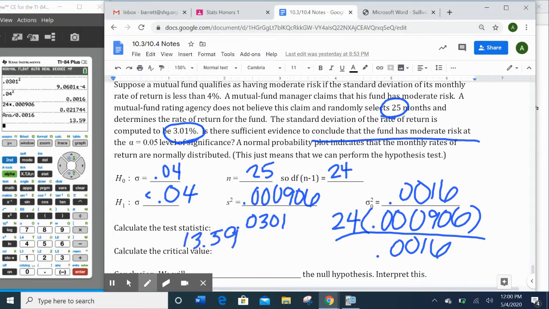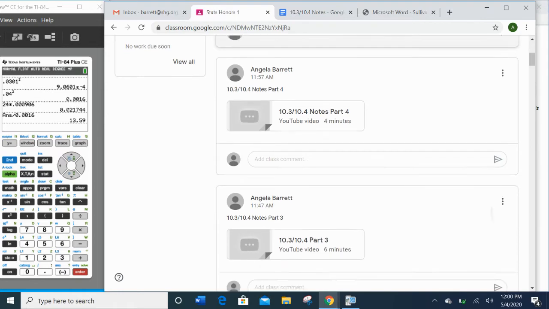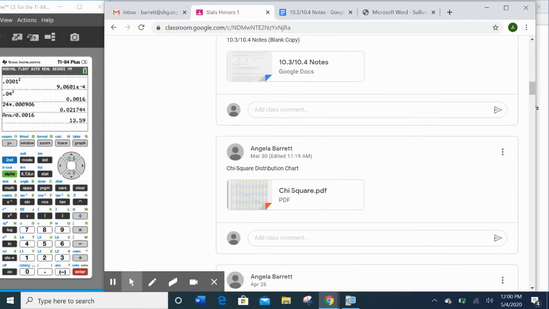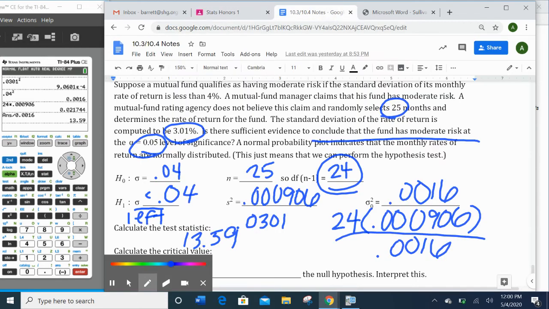And then calculate the critical value. The degrees of freedom is definitely 24. Because it's less, this is a left-tailed test, and for a left-tailed test you have to take 1 minus alpha. So if alpha is 0.05, I'm going to be looking on my chart at 0.95 and 24. So I'm going to get a critical value of 13.848.